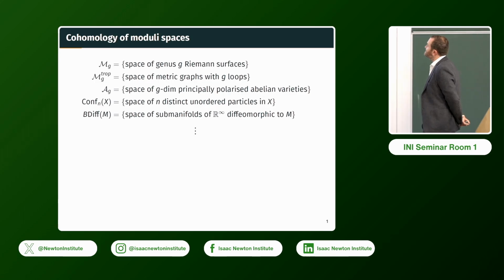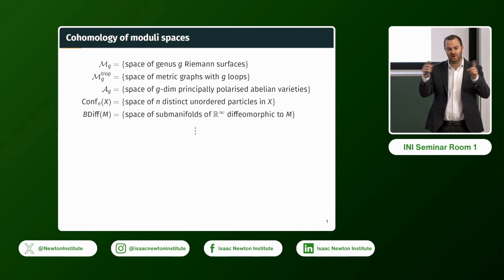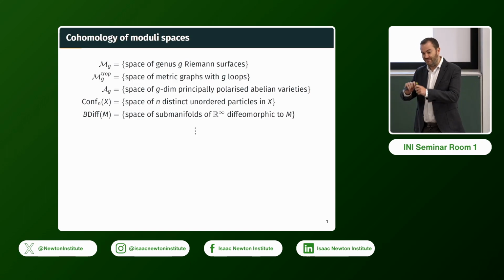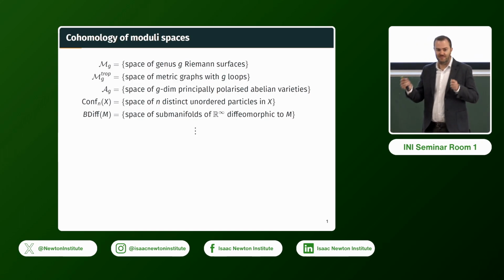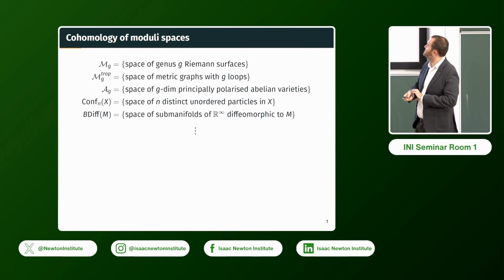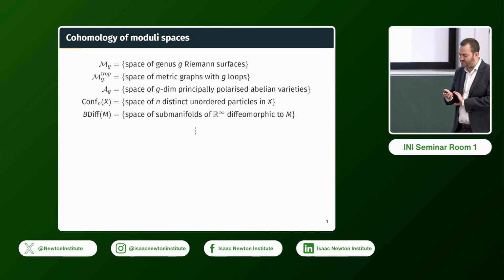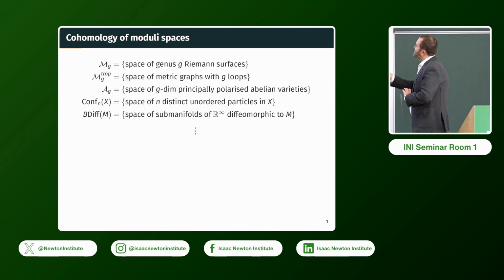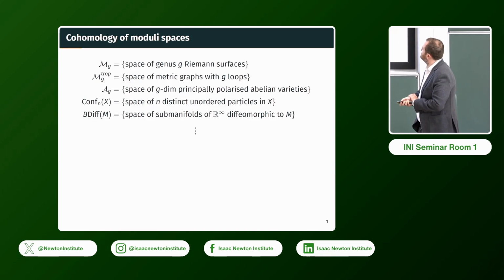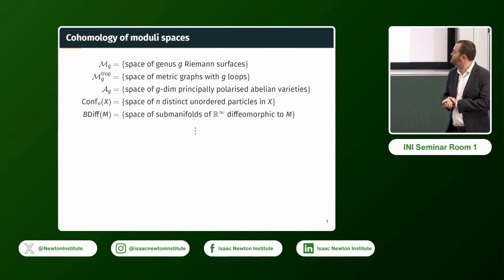A variant of that is you replace surfaces by graphs. So we look at rank g graphs with edges that have lengths, and you can move around this space by shrinking and expanding the lengths of edges. Maybe you shouldn't shrink a loop down to a point, so the genus of the graph should stay constant, but other than that, you're allowed to move around in the space of graphs by changing the length of the edges. Another example that might be familiar to some people is the so-called moduli space of principally polarized abelian varieties. Doesn't matter if you don't know what that is.